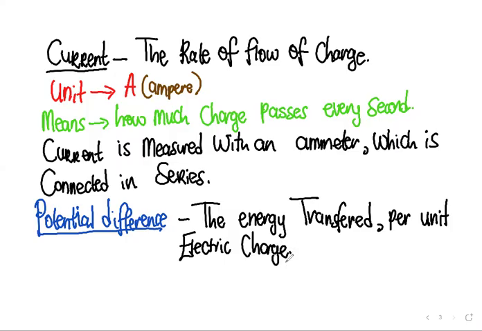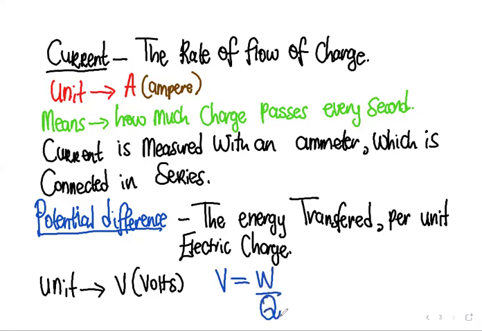And don't forget that charge is measured in coulomb, right? And then the unit for potential difference is that it is measured in capital letter V, which is volts. Potential difference is measured in volts. And don't forget that we're also going to have a formula that says V equals W/Q.